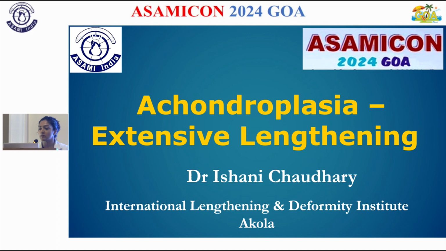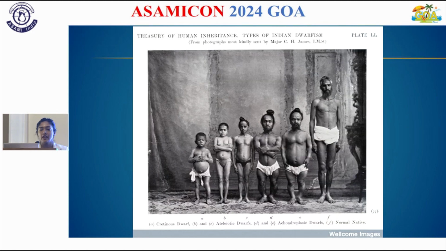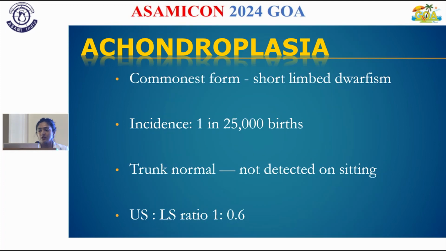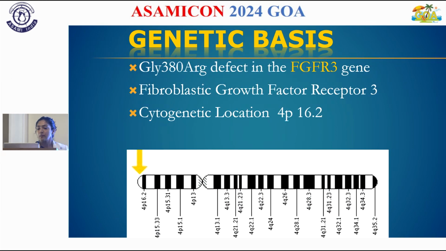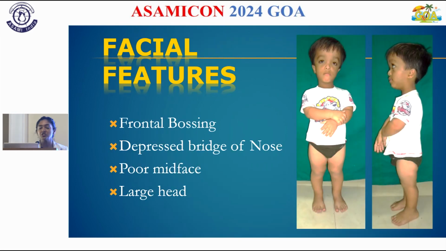Very good morning. I'm Dr. Ishani Chaudhary, and today I'll be taking you through extensive lengthening in achondroplasia. Now, achondroplasia is the commonest form of short-limb dwarfism, with 1 in 25,000 births as incidence, where the trunk is normal, but the limbs are shorter with a skewed upper to lower segment ratio. This is caused by a defect in the FGFR3 gene, which leads to typical features of achondroplasia.